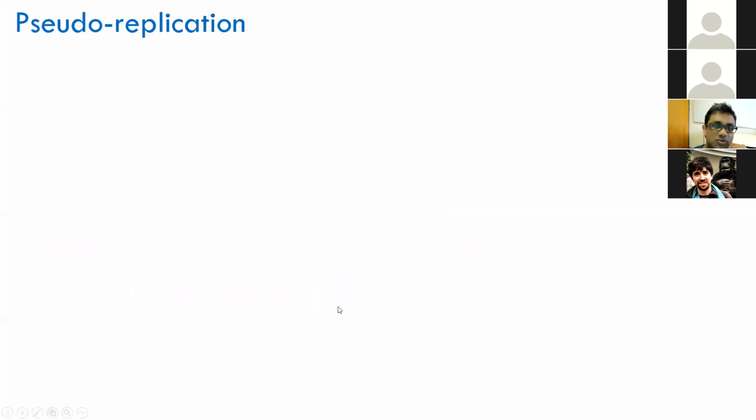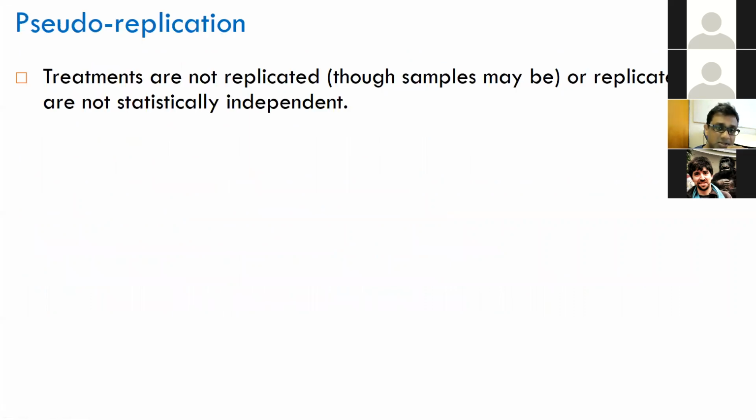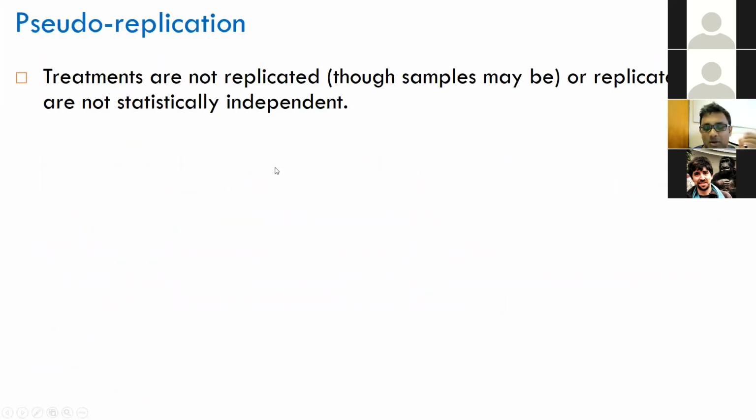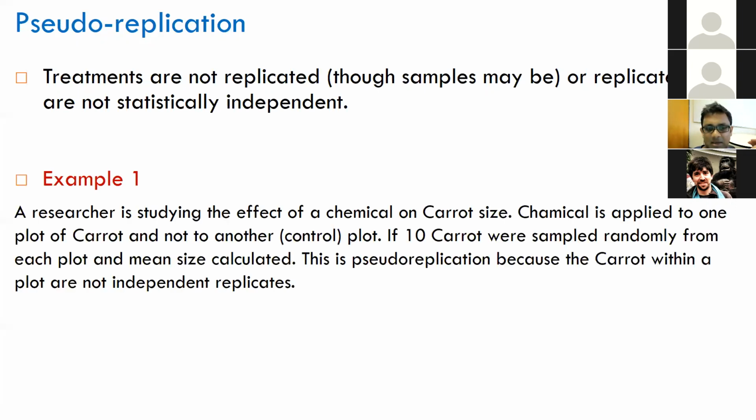Right, let's try to understand pseudo replication. If your treatments are not replicated, or replicates are not statistically independent, you call it pseudo replication. I know it's really hard to understand, but I'll put an example here. So try to read and see whether you can understand.